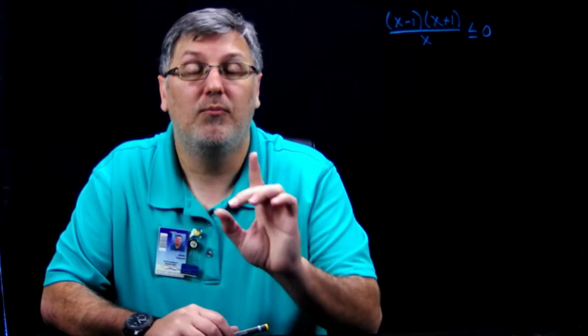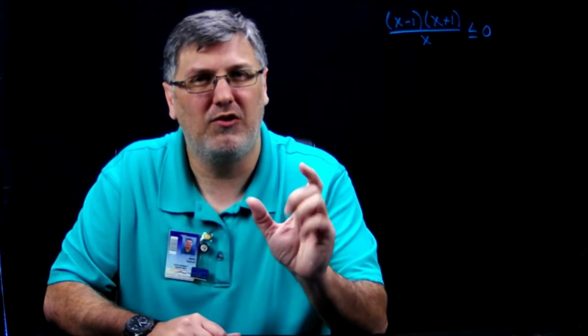So here I have a fully factored rational function: x plus 1 times x minus 1, all over x. And that has to be less than or equal to 0. With this, when it's fully factored like this, it's pretty straightforward. But there's one little thing you have to remember to do versus a polynomial inequality.